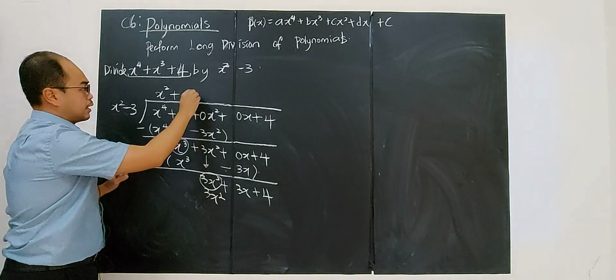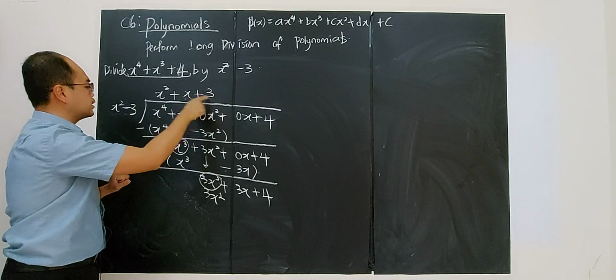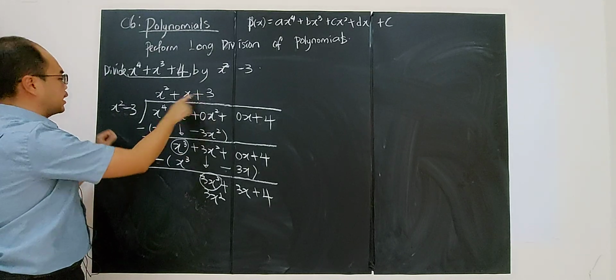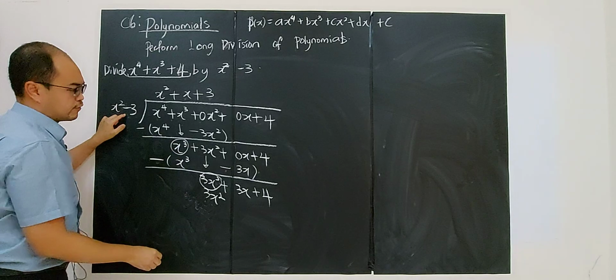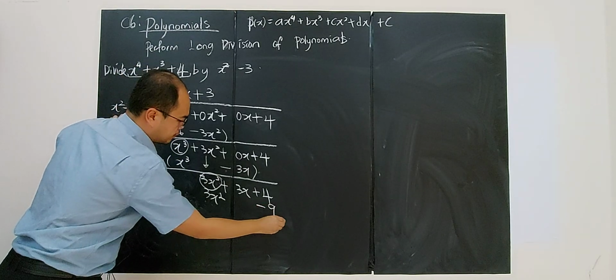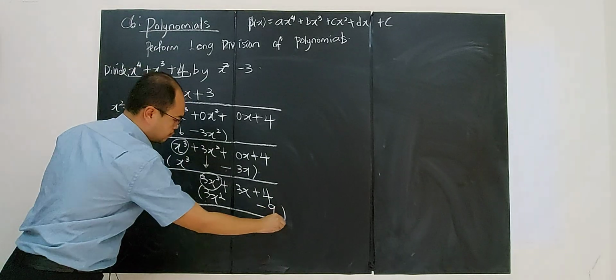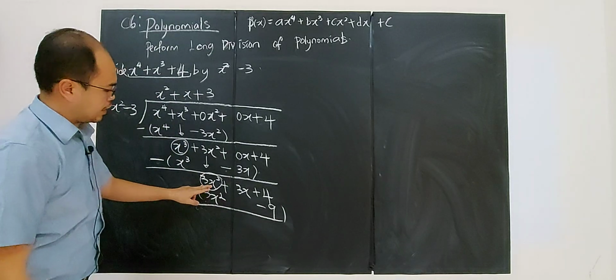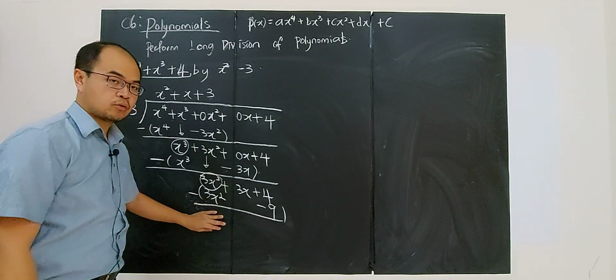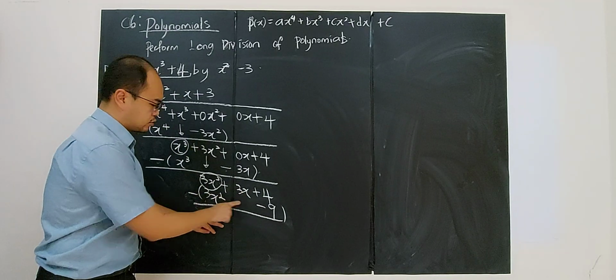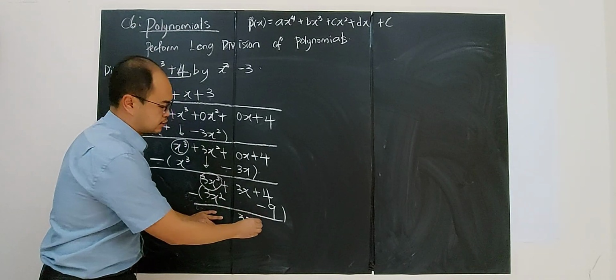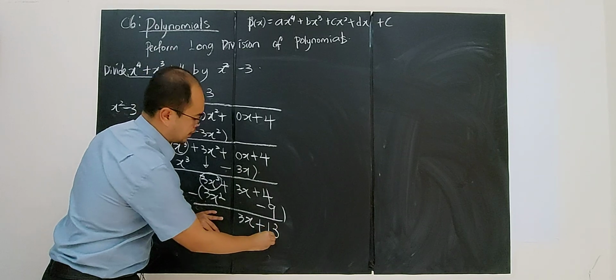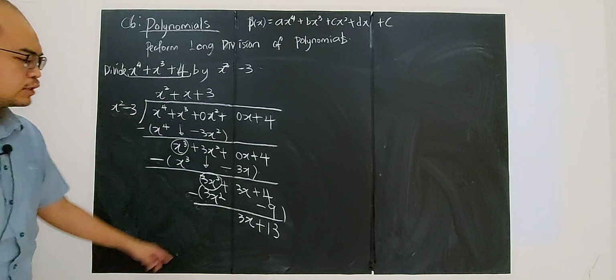So how? I need a 3 here, because 3 and x squared, I get 3x squared. 3 and negative 3, you have negative 9. So again, subtract: 3x squared minus 3x squared, you have 0. 3x minus nothing, you get back the 3x. 4 minus minus, you have 13, right? You have 13. So this will be your remainder.